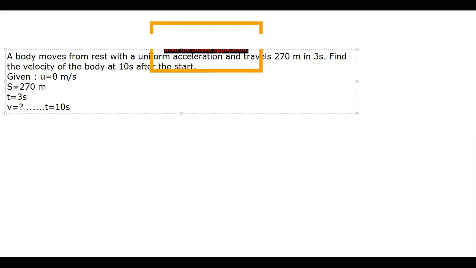Now how to solve it? u is given, v is not given, s is given, and t is also given. So what will we do? First thing we will do, we will find out the acceleration. So how will we find out the acceleration?